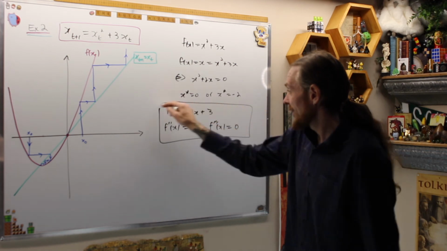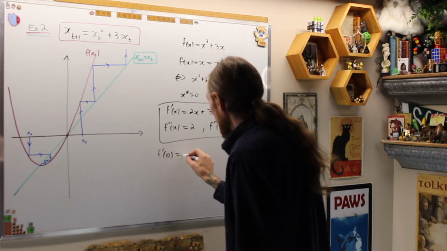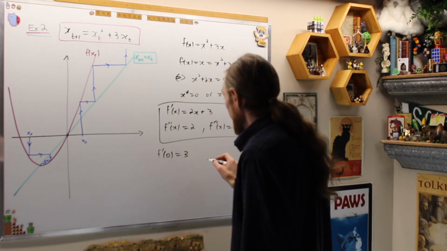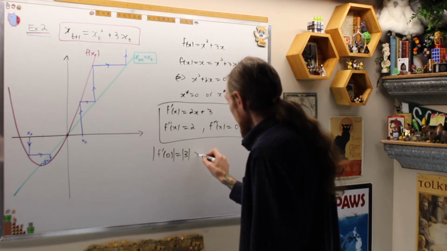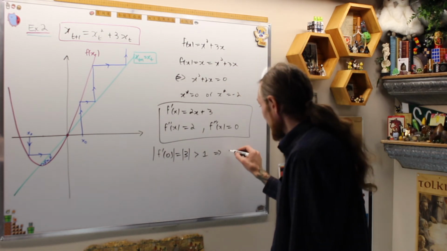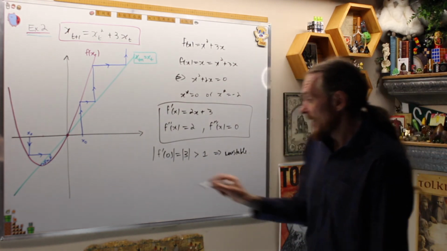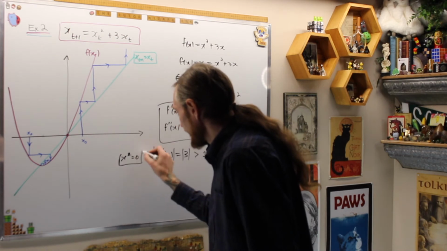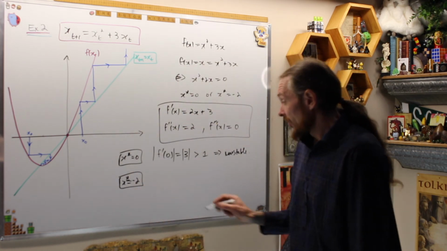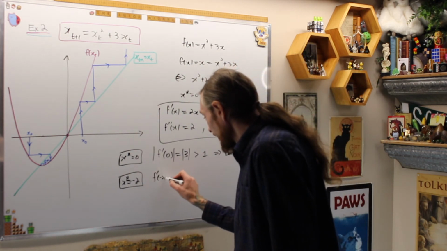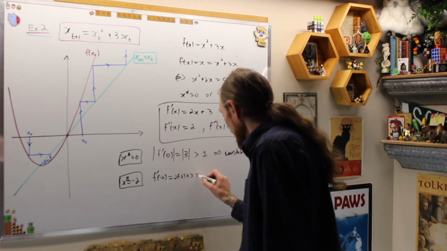Once I have these three things, what I want to do first is look at f'(0), which is 3. The absolute value of this is larger than 1, so this tells us by theorem 1 that it is unstable. That's for the equilibrium x* = 0. For x* = −2, what do we have? First of all, f'(−2) is going to equal 2 times −2 plus 3, which is −1.